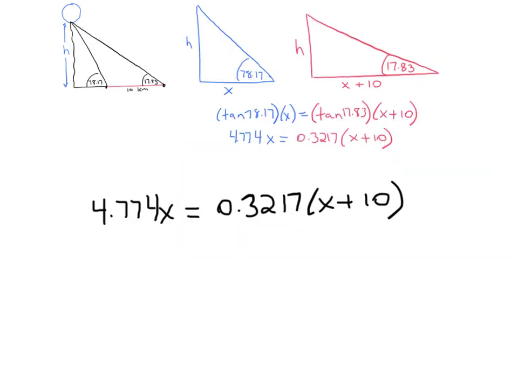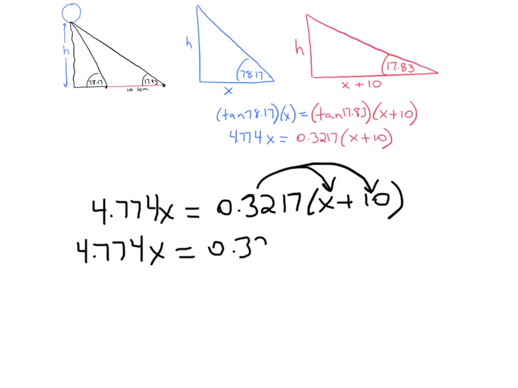So our first step in solving this equation will be to use the distributive law to deal with the brackets. So we end up with 4.774x is equal to 0.3217x plus 10 times 0.3217, which is 3.217.